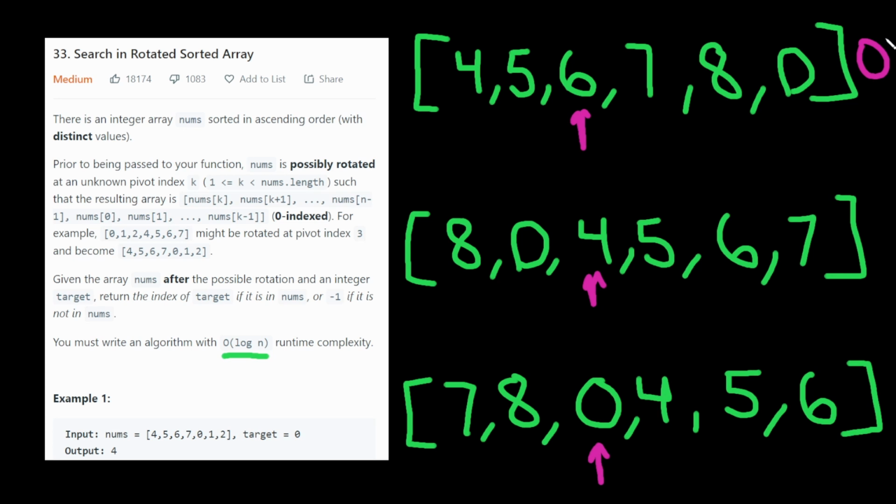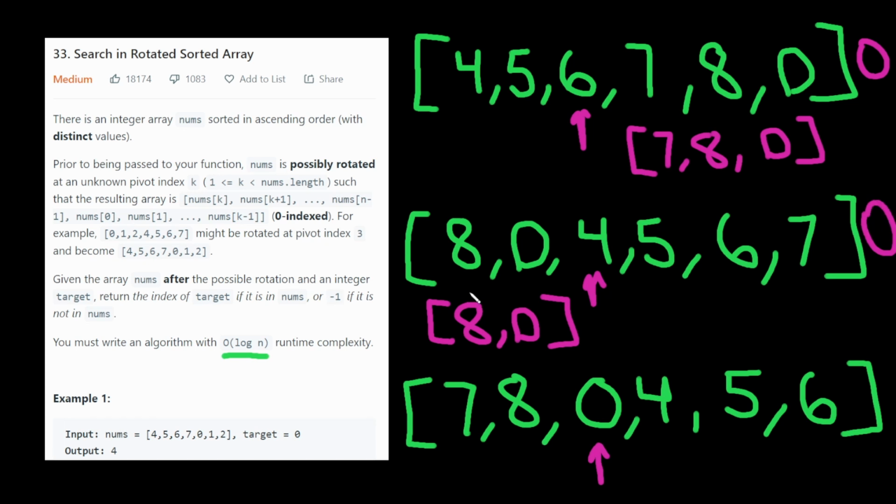So if our target is 0, we're going to start out with our mid at 6. And we see 6 is not equal to 0. Now we need to cut the array in half by figuring out which side we need to check next. So in this case, we need to check 780. For our second case, if we're checking for 0, we need to check this 80 side. And for our third case, if we're checking for 4, we need to check the 456 side. Now the question is, how do we get an algorithm that does it in all cases?